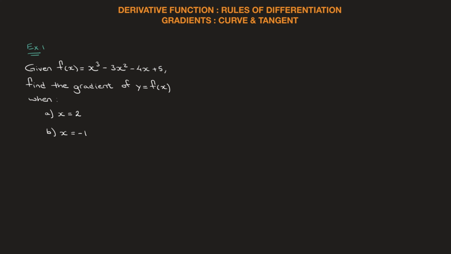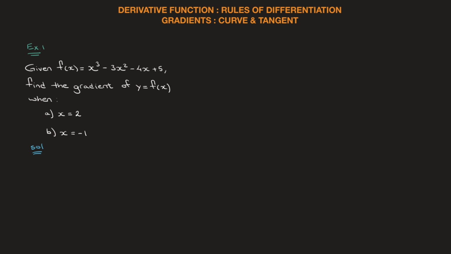the screen here. We're told, given f of x equals x cubed minus 3x squared minus 4x plus 5, find the gradient of y equals f of x, so that's this function's graph, when, first of all, x equals 2, and then when x equals negative 1. Okay, so let me go ahead and write SOL for solution.